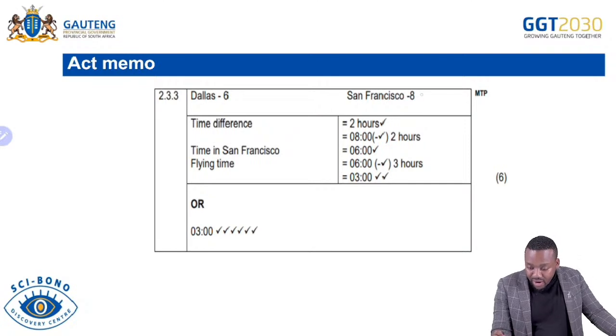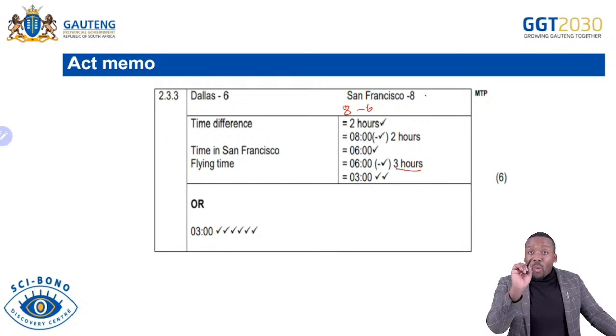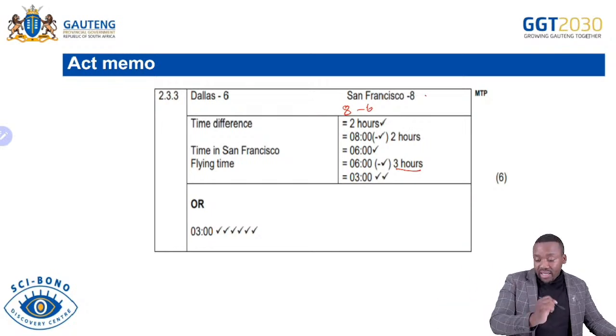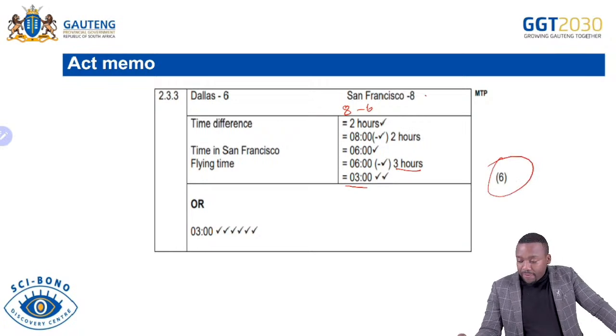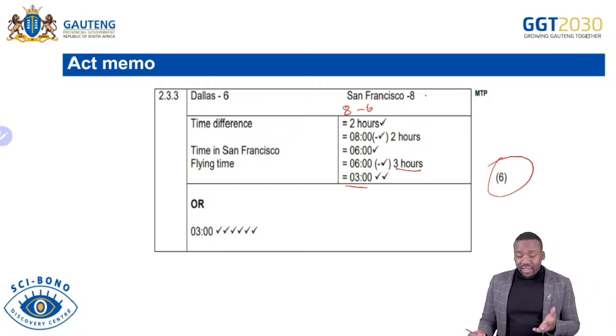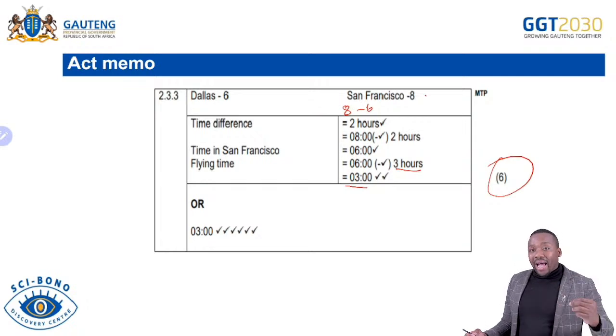Step 1, identify your time zone. Step 2, calculate what? Time difference. How do they get these two? They said 8 minus 6, then they got what? 2 hours. Then, when it was 8 o'clock in Dallas, what time was in San Francisco? And they said 8 minus 2, then they got 6 o'clock. Then here, we need to do something with the flying time. When we want departure time, then we subtract the flying time. Then there's our answer, and then you get your full 6 marks. So those are some of the activities that you need to practice time again, right?